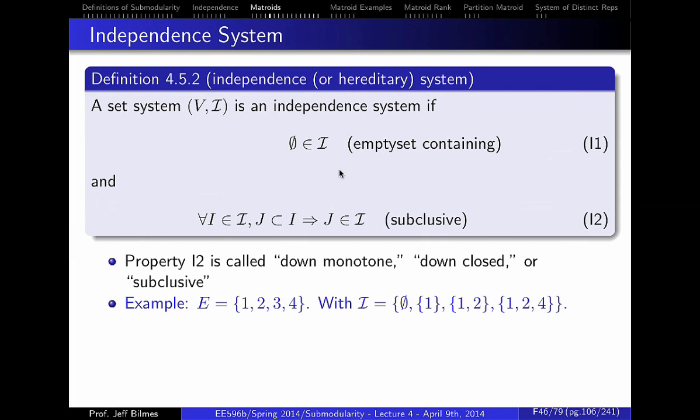So here's an example. The ground set E is 1, 2, 3, 4, and here's a set of subsets. So is this a set system? E comma I, E comma script I.